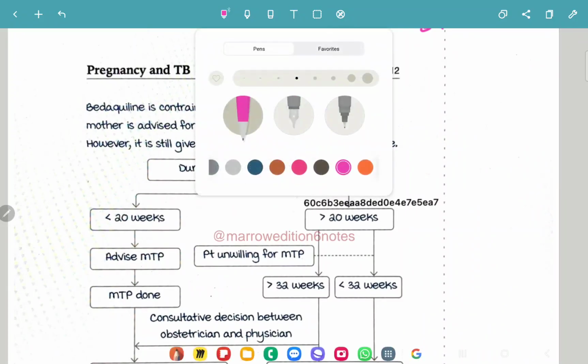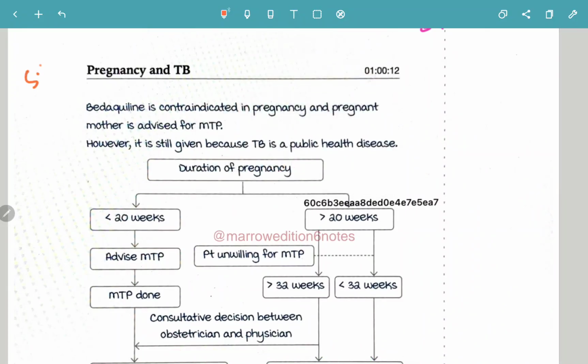Okay, now let's move on to the next important short note. Very favorite question, pregnancy and TB. So pregnancy and TB is an important question.